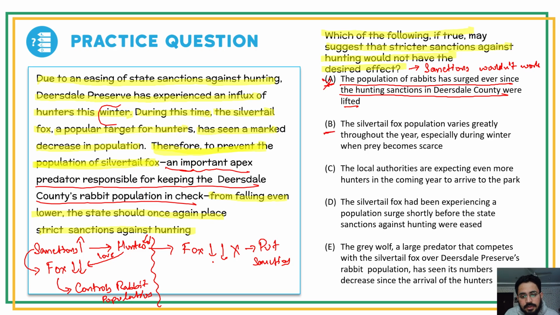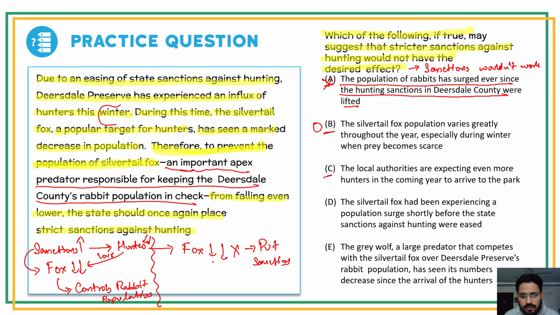Okay, B. So if that superior of mine, that senior of mine, tells me, Sikandar, the silver-tailed fox population varies greatly throughout the year, especially during winter when prey becomes scarce. Yeah, that's a good option. Yeah, because that gives you a counter reason for why the silver-tailed fox population might be going down. So that's a very good option.